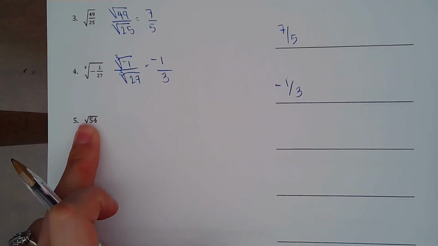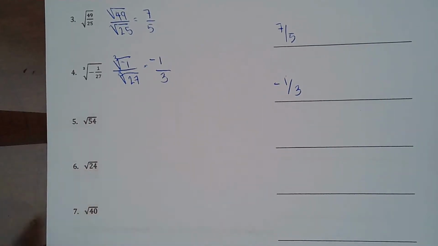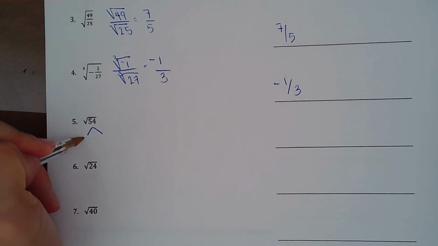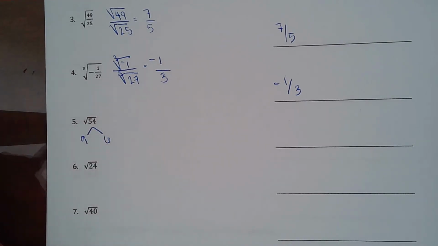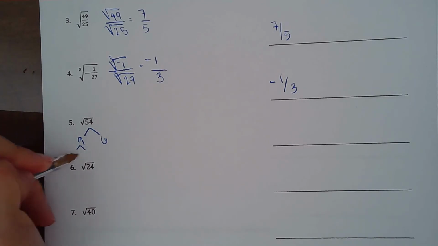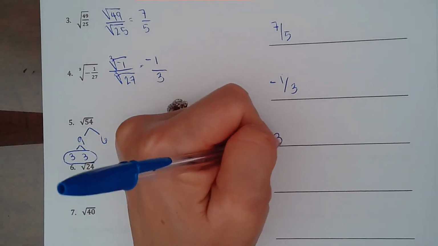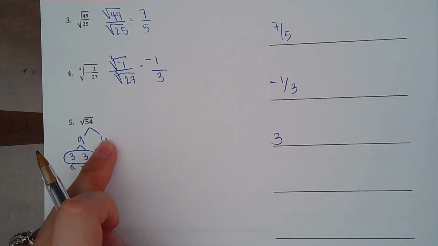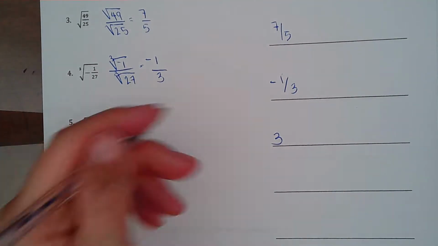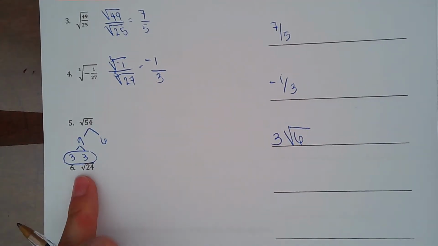Okay, square root of 54, that's not a perfect square, so we try to think of the biggest perfect square that goes into 54, which would be 9 and 6. Well, 9 is a perfect square, right? It's 3 and 3, so that would be the pair that would come out. 6 can be factored further, but there are no more perfect squares, so our answer would simply stay 3 rad 6.